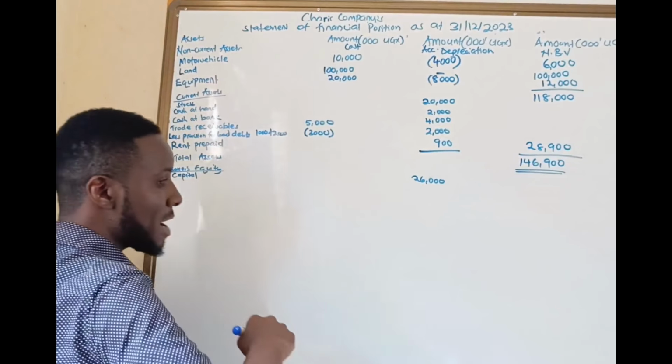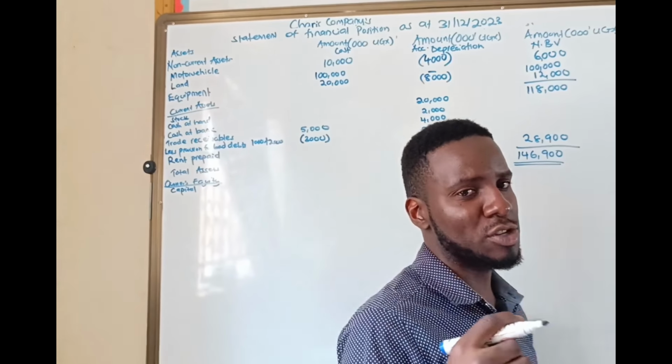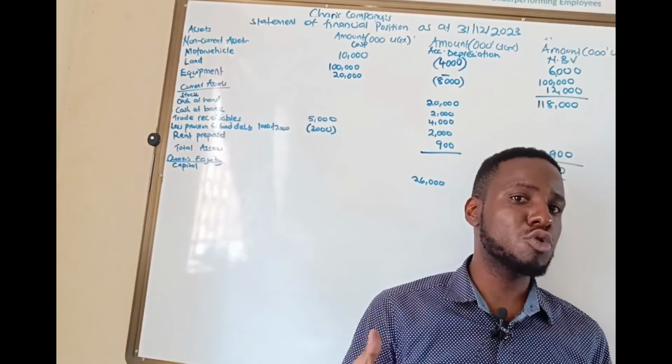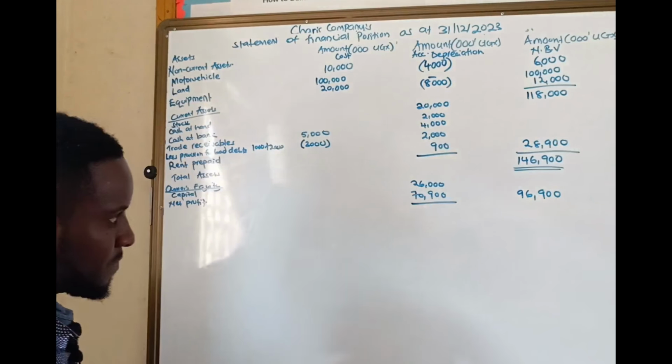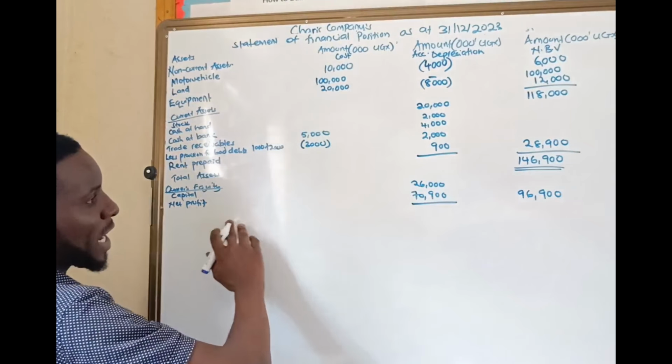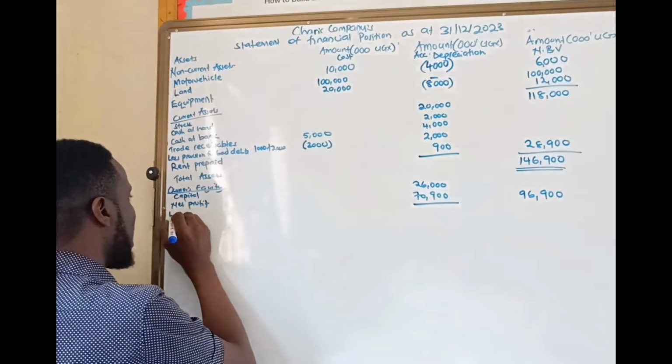But now, remember, I told you that the net profit that we shall get in the income statement will go to the equity section in the statement of financial position. So we come here and we say our net profit, which was 7,900. So we also added that there. And we are going to get the total here, and our total is 96,900. You see?